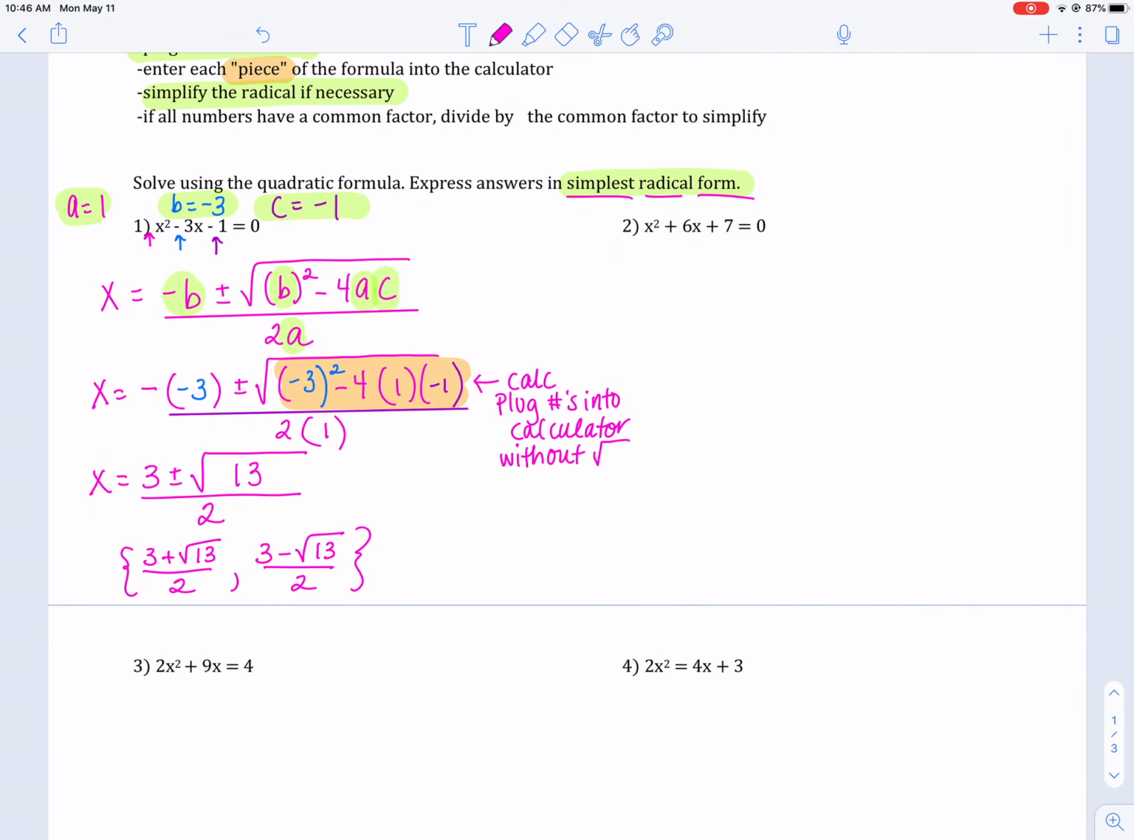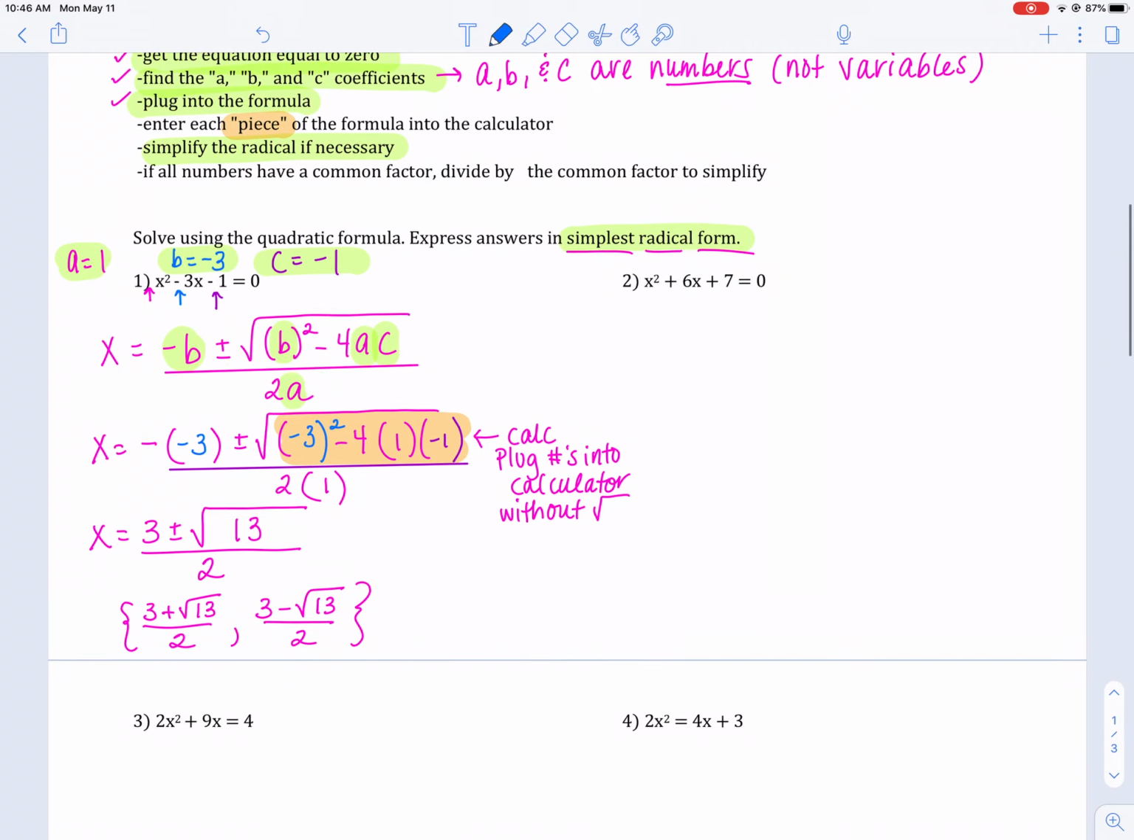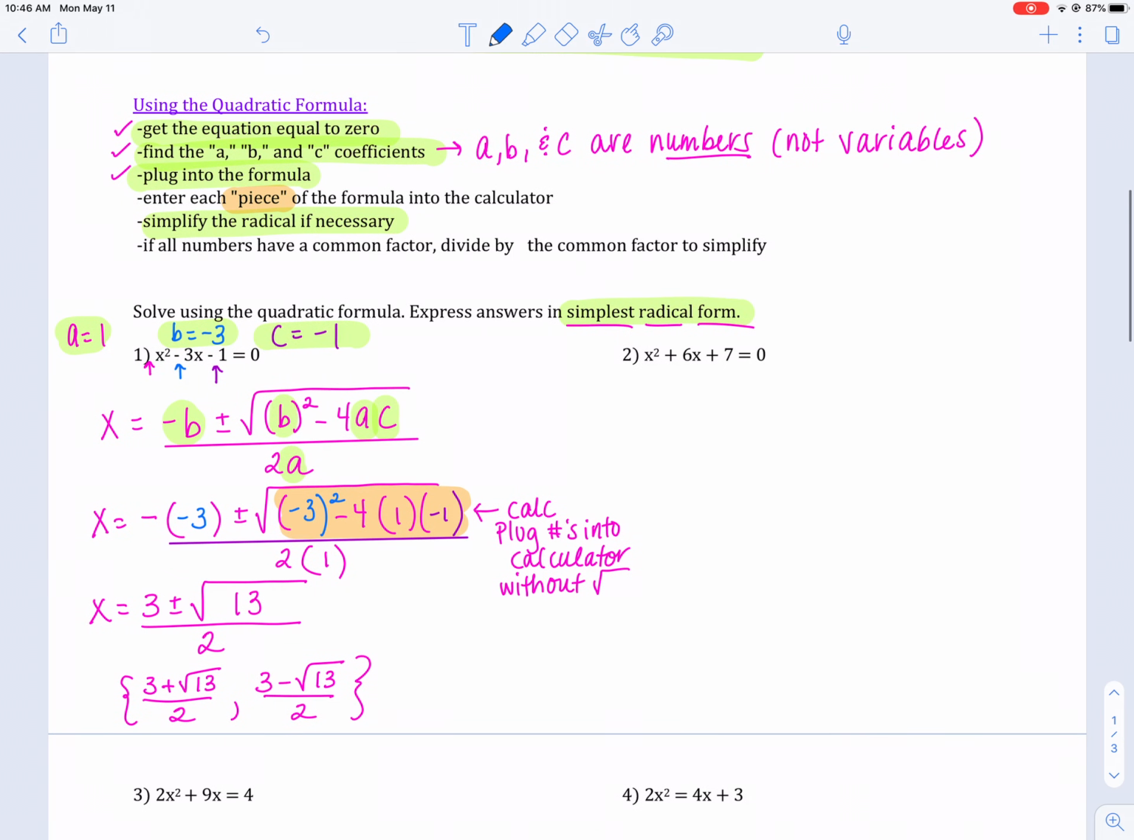Okay, so I have 3 plus radical 13 over 2, 3 minus radical 13 over 2. All right, let's try it again. So the first thing I want you to do is notice, is it in standard form? Yes, equal to 0. So let's state our A, our B, our C. A value, 1. B value, 6. C value, 7.